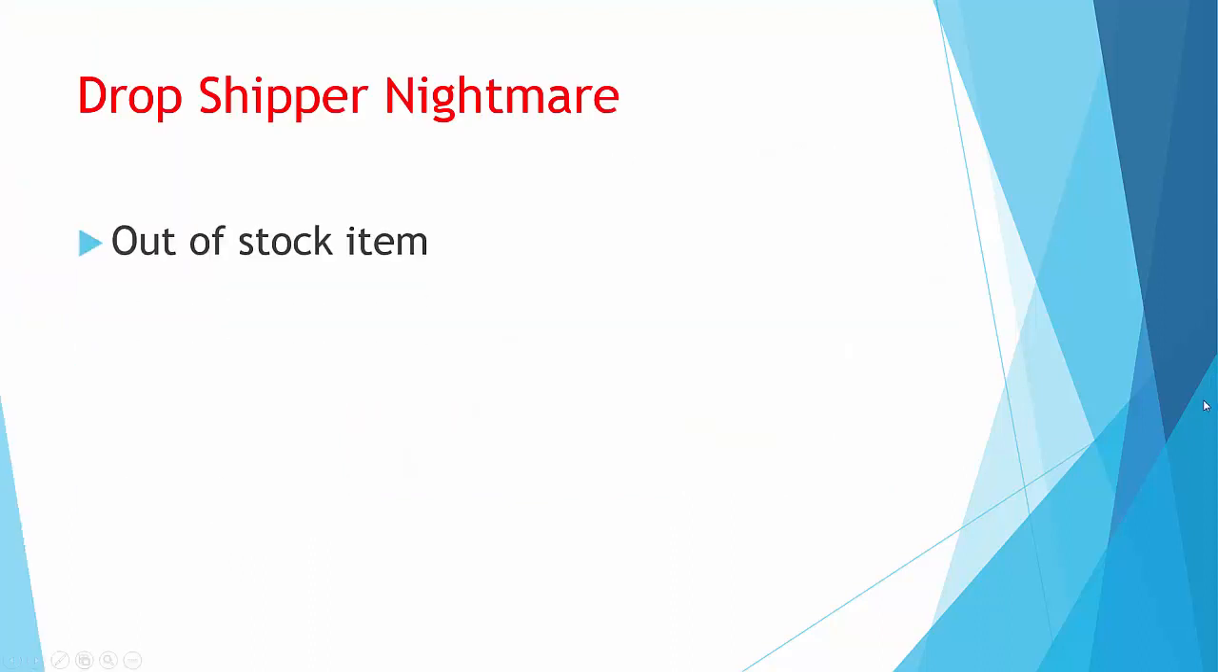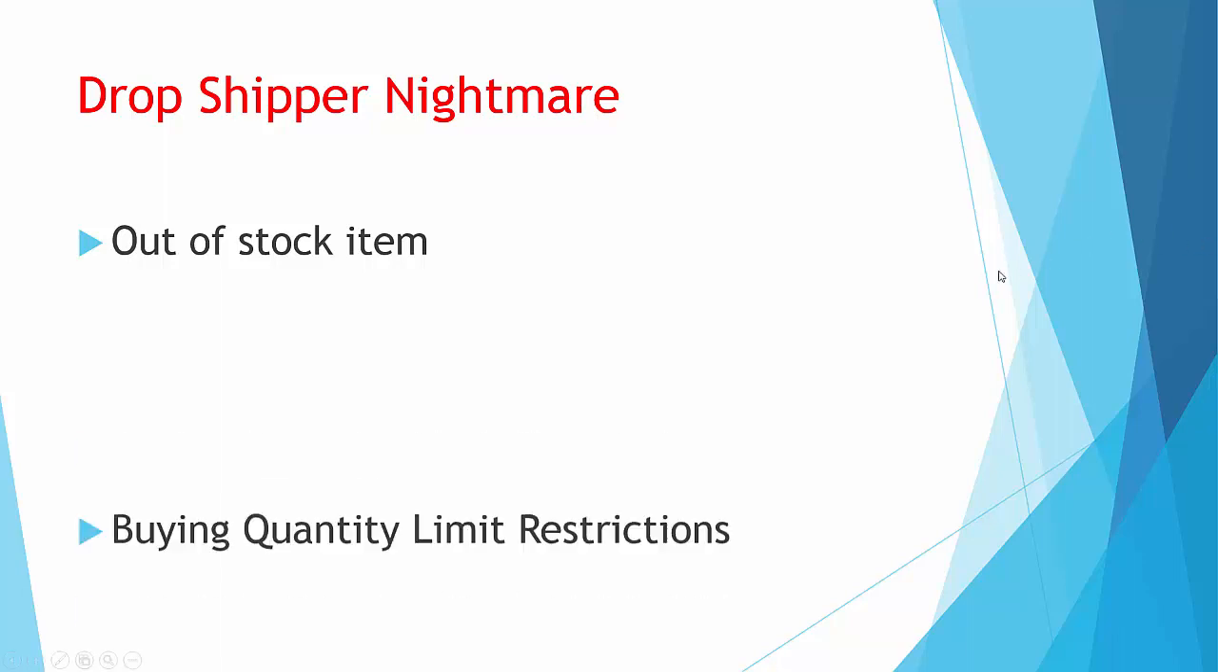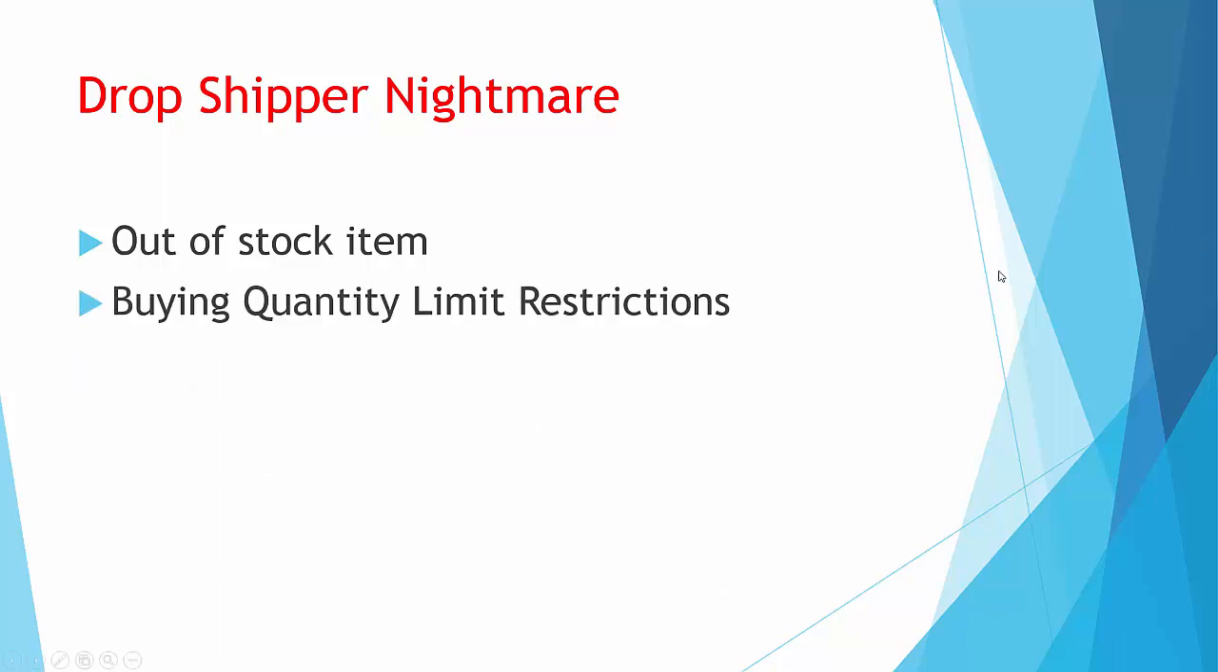The first nightmare is when your item gets sold and it is out of stock from your source, be it Amazon or your third-party website. And the second nightmare you have is when you try to buy something and you exceed the limit that is being assigned to that particular item. In Amazon, there is always a buying quantity limit restriction, especially if the item is a hot selling item and where Amazon is fulfilling this item themselves. So let's take a look in this video.